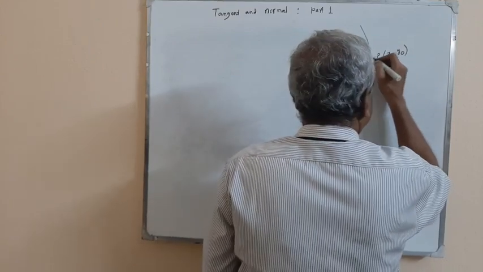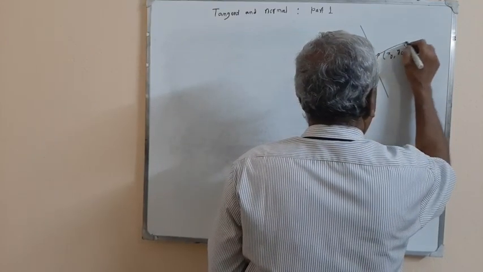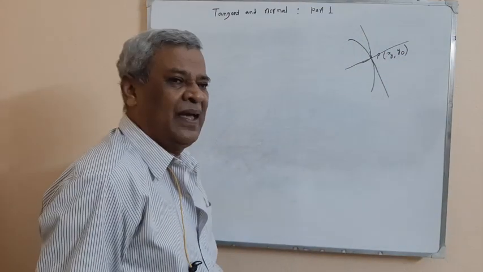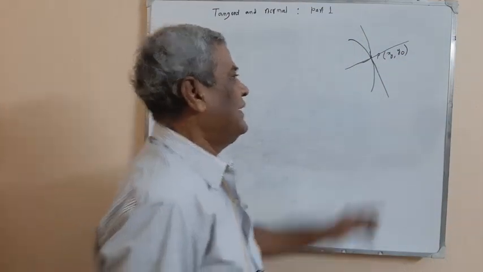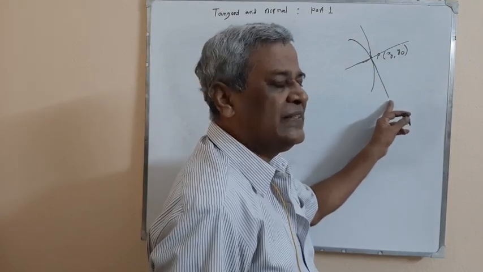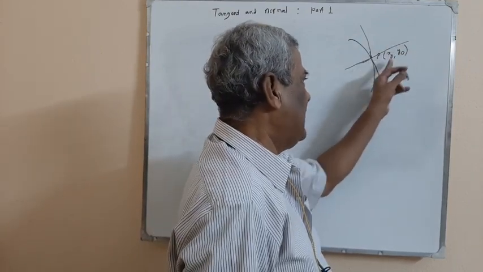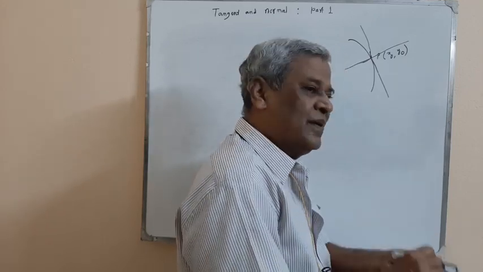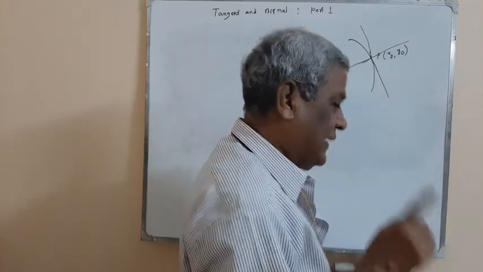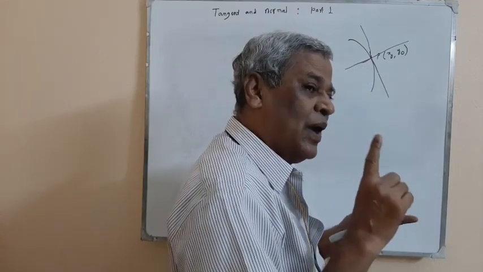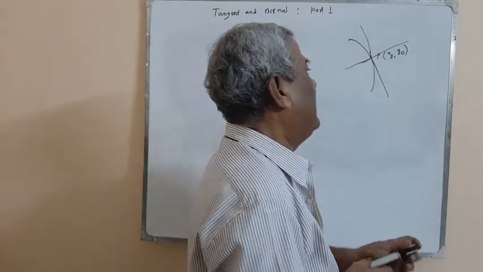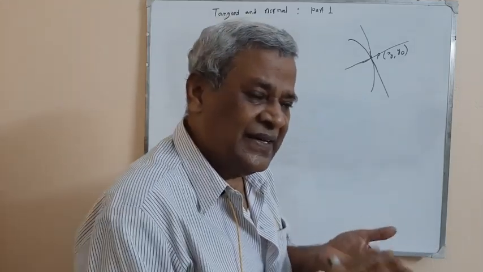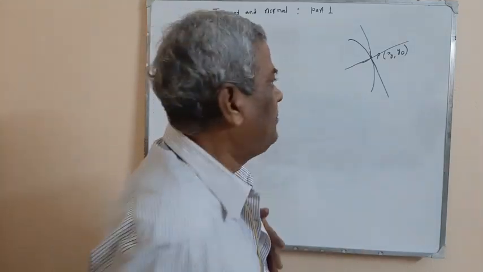And this line, which passes through x0, y0 and at the same time is perpendicular to the tangent, this angle is 90 degrees, then it is the normal. So basically tangent and normal of a curve at any point are straight lines. Tangent is a straight line, normal is another straight line.